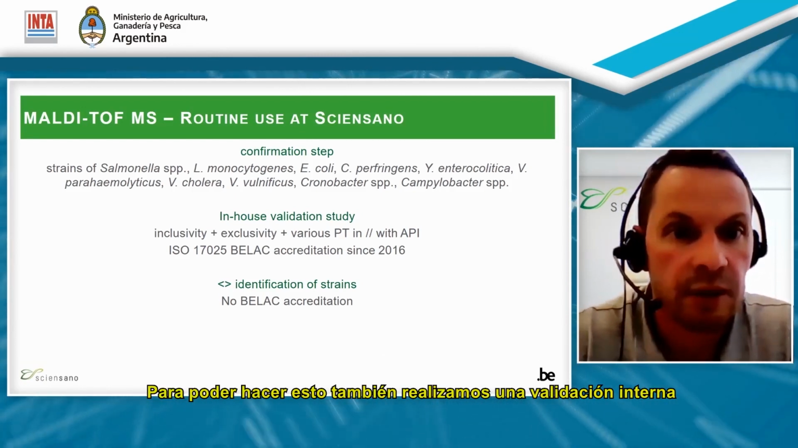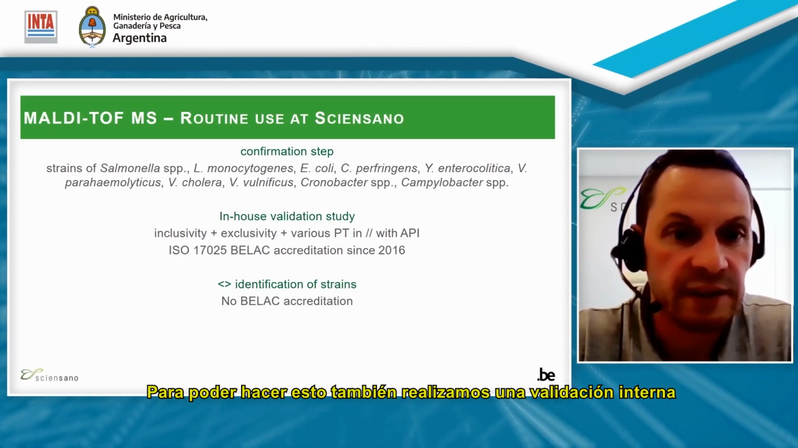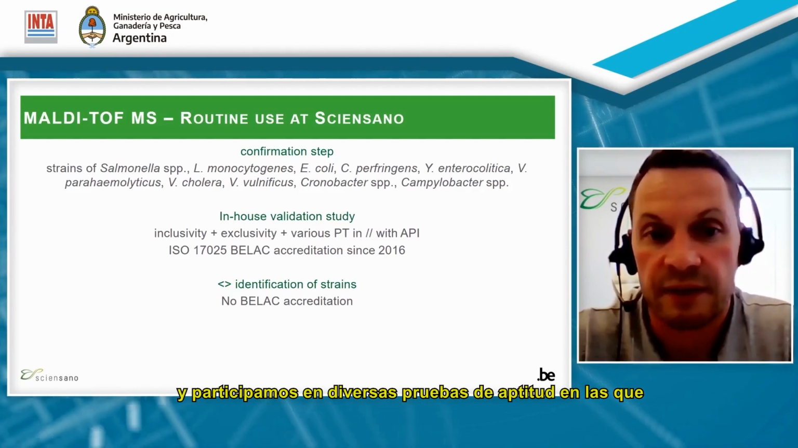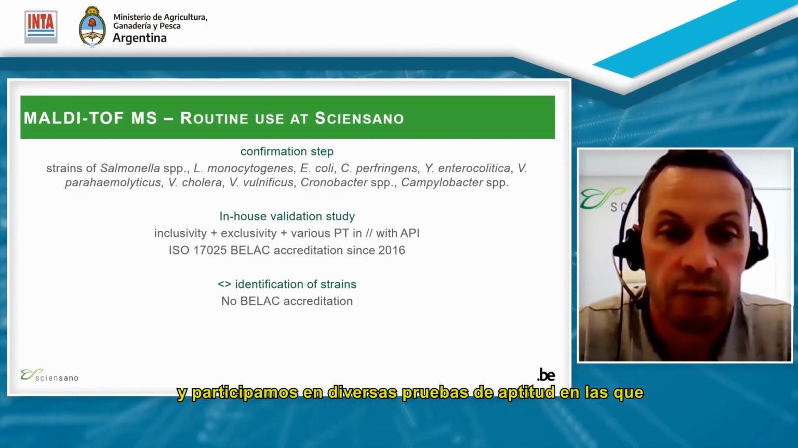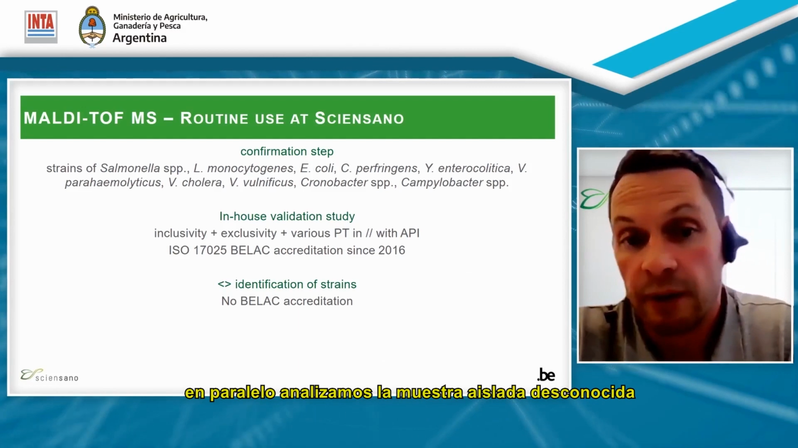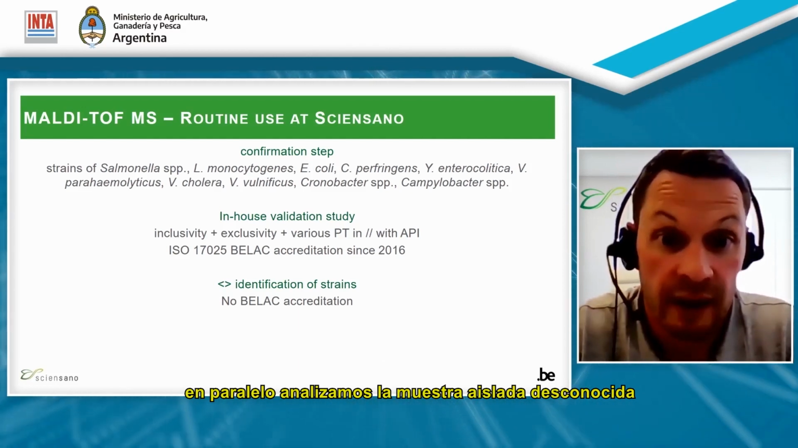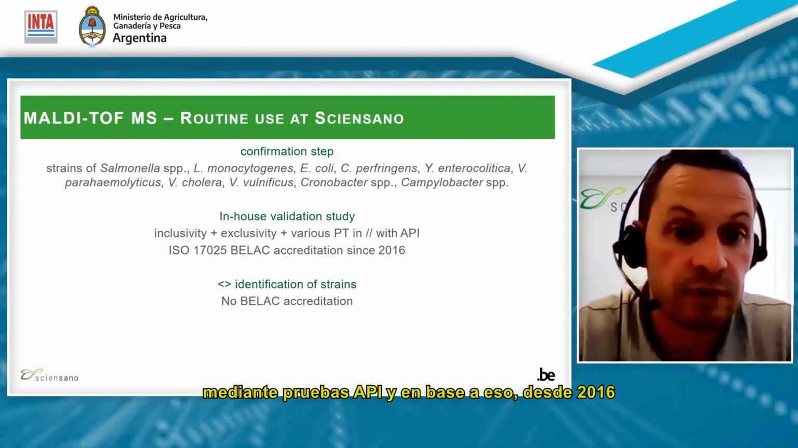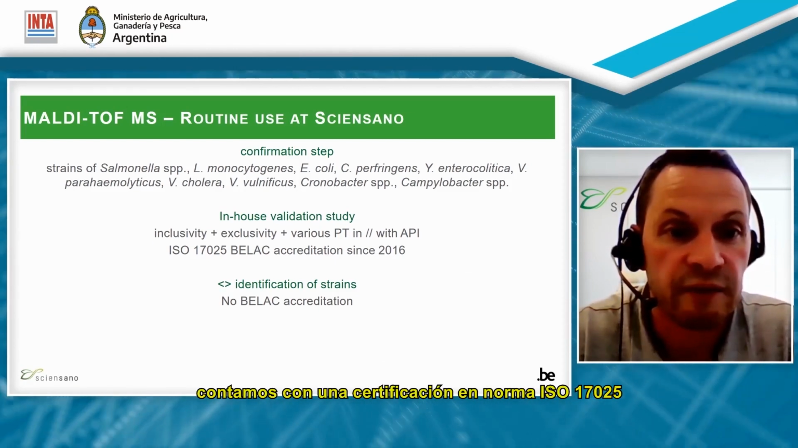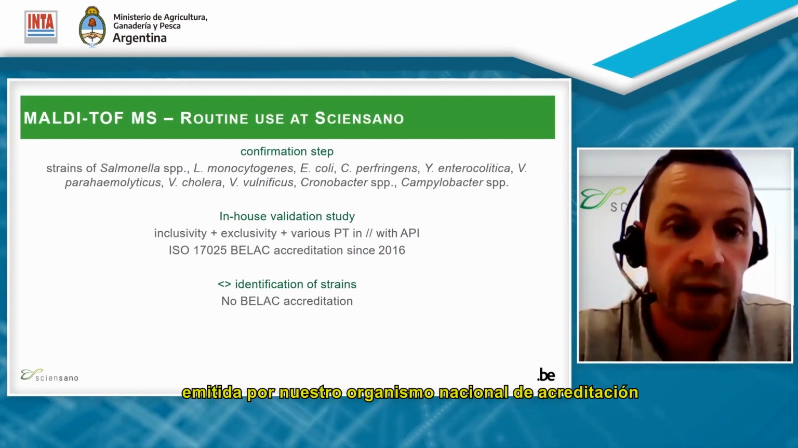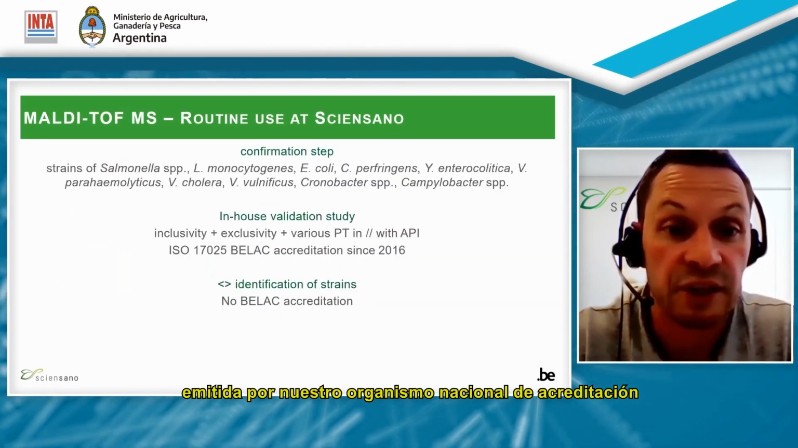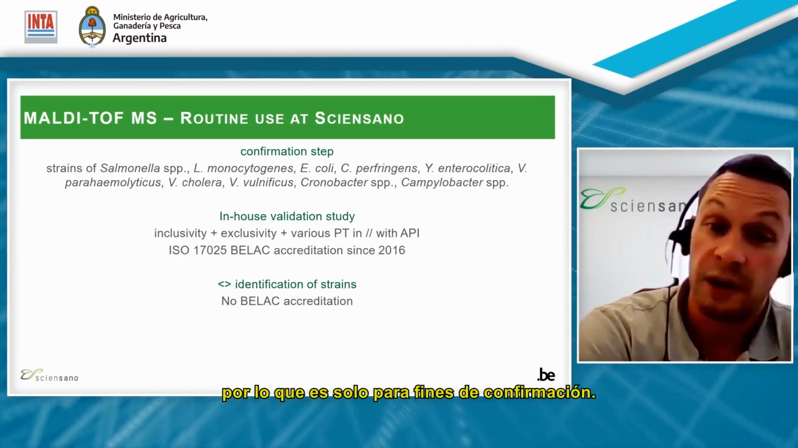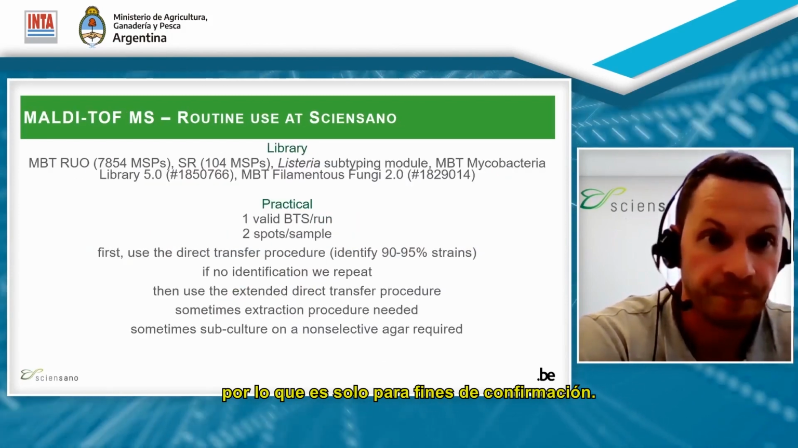To be able to do this, we also performed an in-house validation, including inclusivity and exclusivity. We participated in various proficiency tests in which we, in parallel, analyzed the unknown isolates using API tests. And based on that, since 2016, we were ISO 17025 accredited by our national accreditation body. For identification, we are not accredited, so it's merely for confirmation purposes.